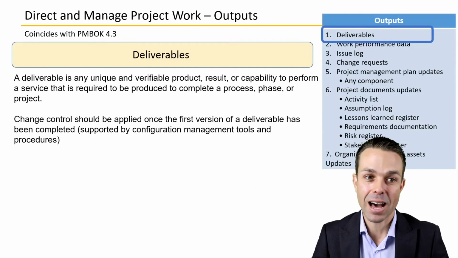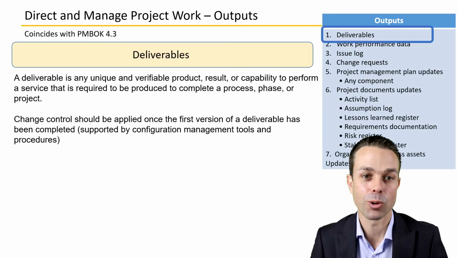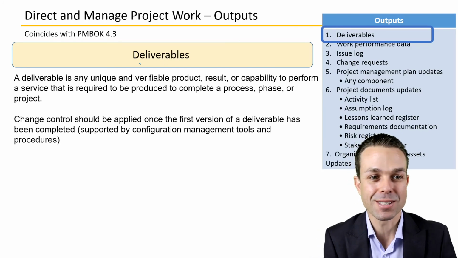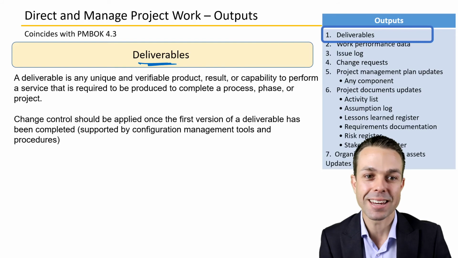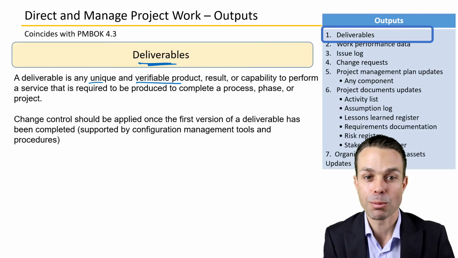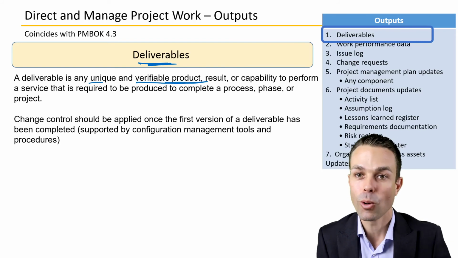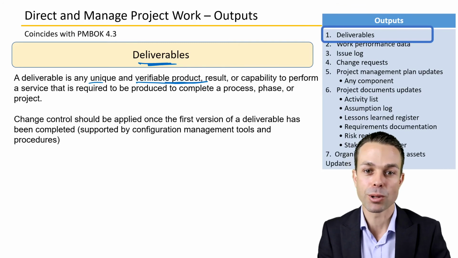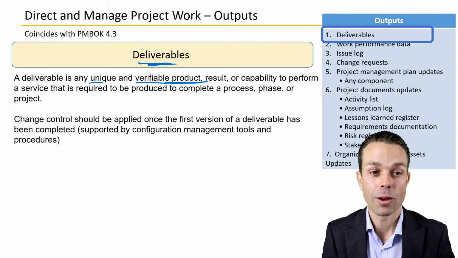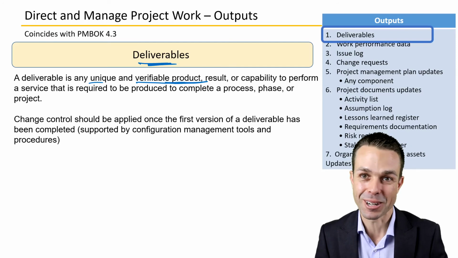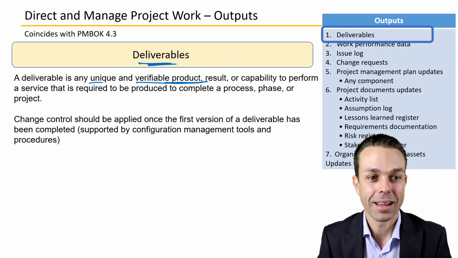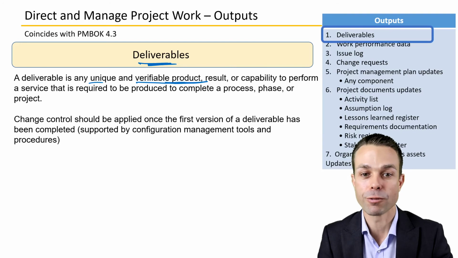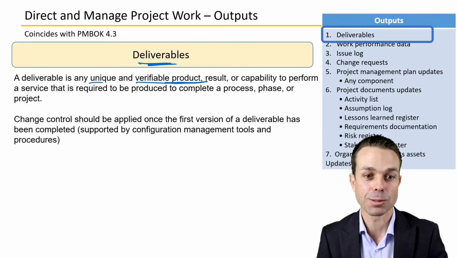Now lastly, the outputs of directing and managing the project work. We'll have the deliverables themselves. So a deliverable is any unique and verifiable product. It's the result or the capability to perform a service that's required to be produced to complete a process, phase, or a project. So what is the project actually delivering? That's our deliverable. The change control should be applied once the first version of a deliverable has been completed.